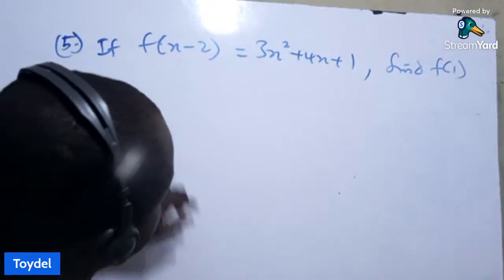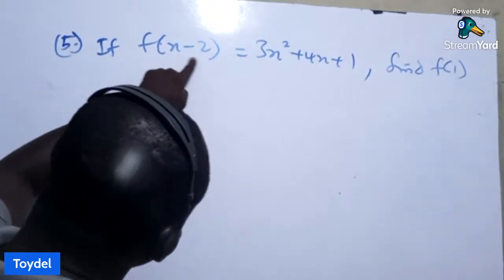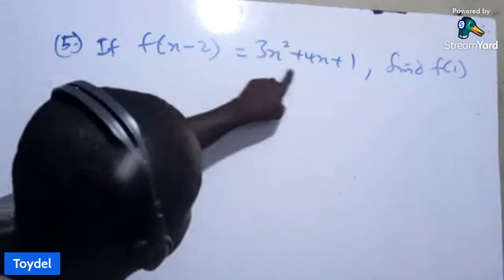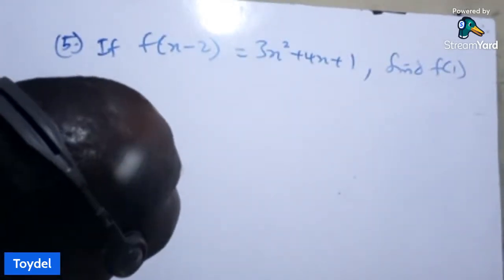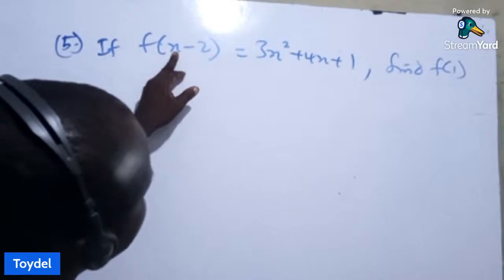Look at this very well. We are given f of x minus 2. x minus 2 here is equal to this. So we want to find f of 1. So f of 1 simply means this is our x.